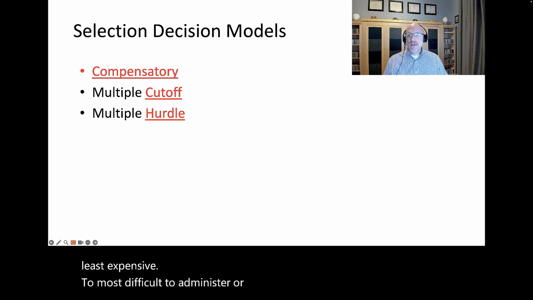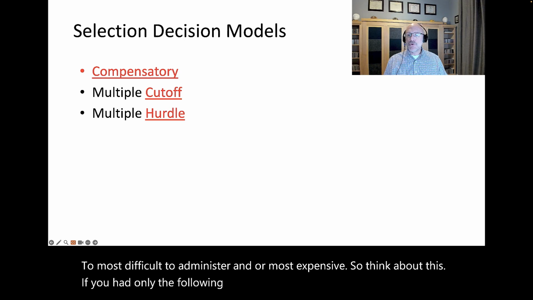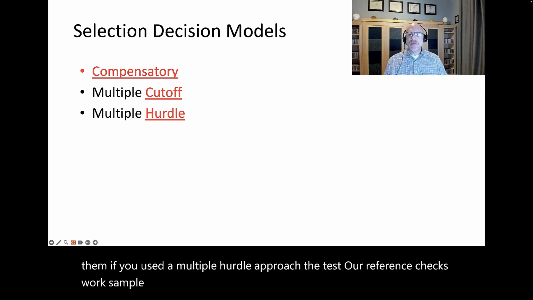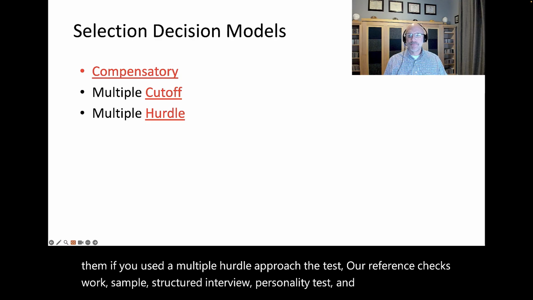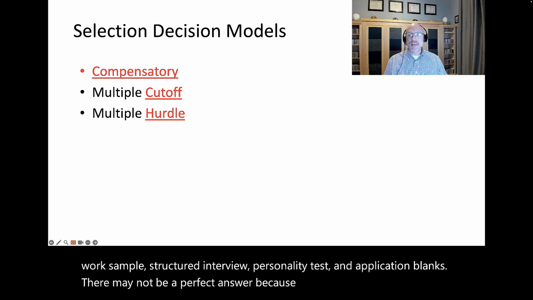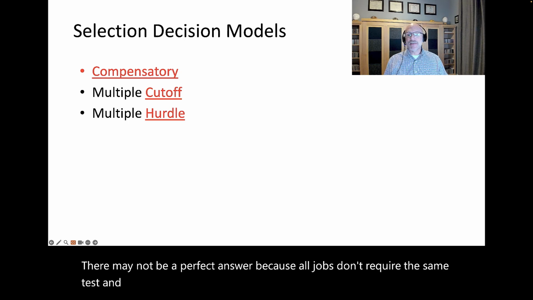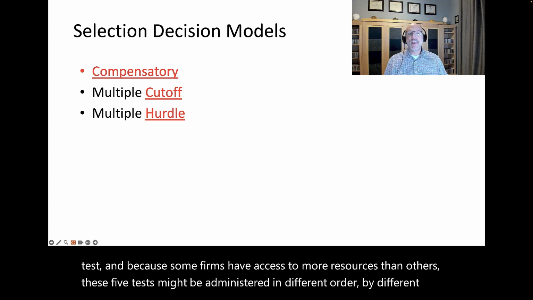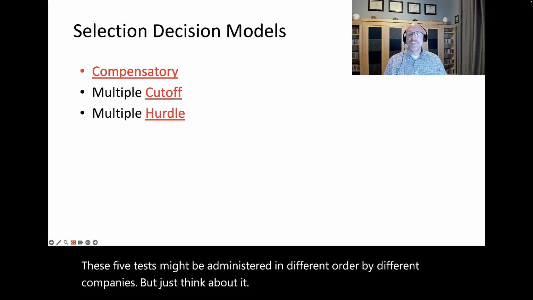So think about this. If you had only the following 5 tests, in what order would you arrange them if you used a multiple hurdle approach? The tests are reference checks, work sample, structured interview, personality test, and application blanks. There may not be a perfect answer because all jobs don't require the same test and because some firms have access to more resources than others. These 5 tests might be administered in different order by different companies. But just think about it. Let's move on.